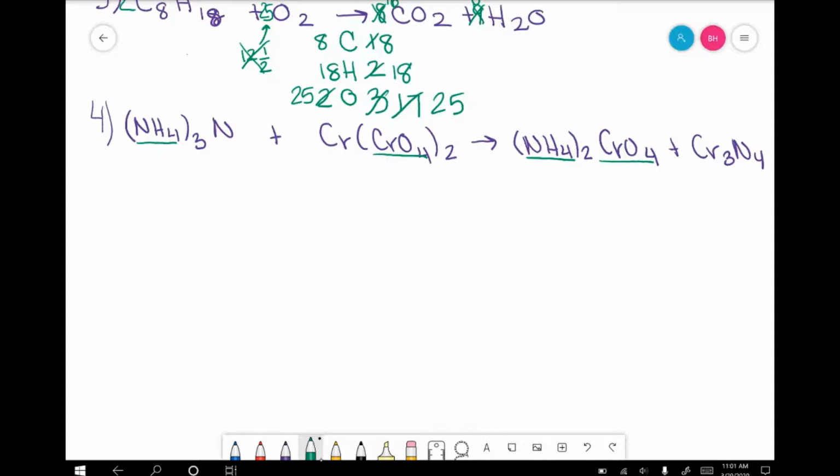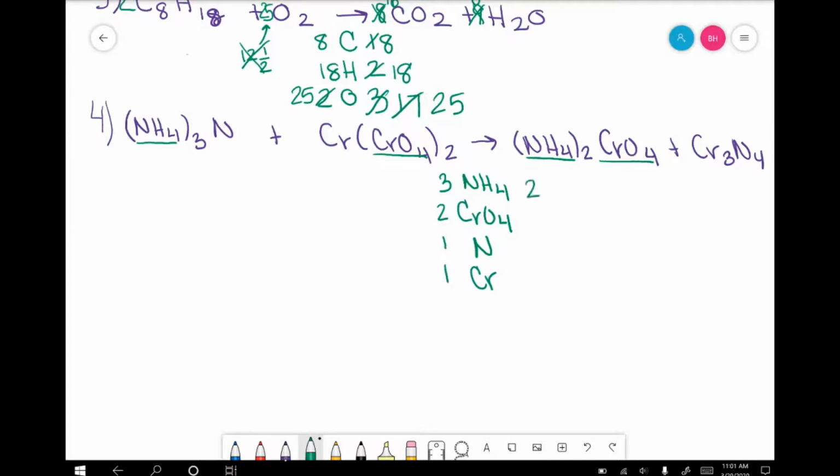So when I write down what I need to balance, I'm going to say I need to balance ammonium by itself. I need to balance chromate by itself. I also need to balance nitrogen and chromium. So I don't have to break down those polyatomic ions if they don't get broken up in the chemical reaction. So if I identify how many I have, I have 3. Let's see, I have 2, I have 1, and I have 1.